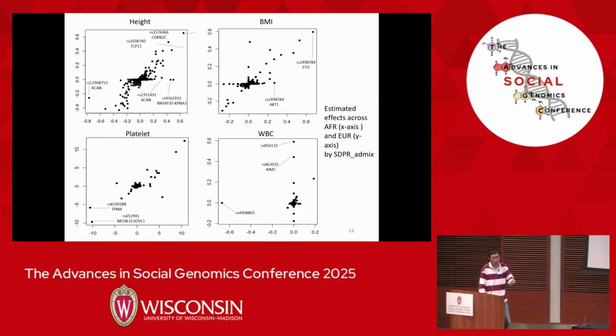And we also look at what our model identified. We can see that across these 4 traits, the effect sizes estimated by our methods are really different. For white blood cell, there are more strong ancestral effects, while for high BMI or platelets, there are some shared effects across those ancestries.